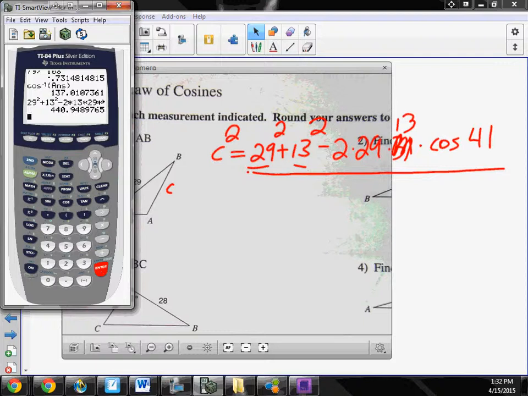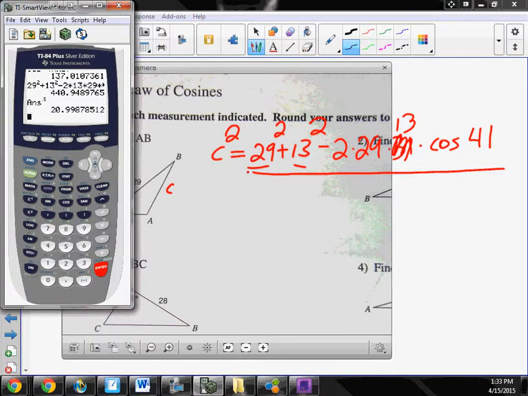What does that number tell me? It's c squared, so how do I find c? Square root it, also known as raising to the 0.5. So you can use the square root button, but I'm lazy. So I just put exponent 0.5, and I get 21, right? So c is 21. Okay? That wasn't too bad.